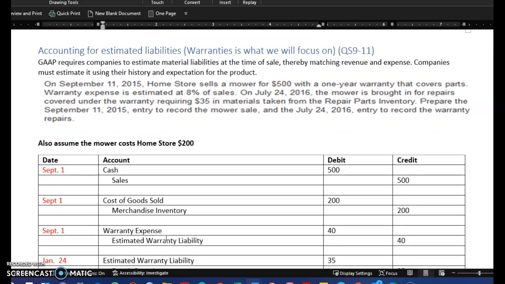Warranties. Warranties, another current liability type. GAAP requires companies to estimate material liabilities at the time of sale, therefore matching revenues and expenses. Companies must estimate it using their history and their expectation for the product.